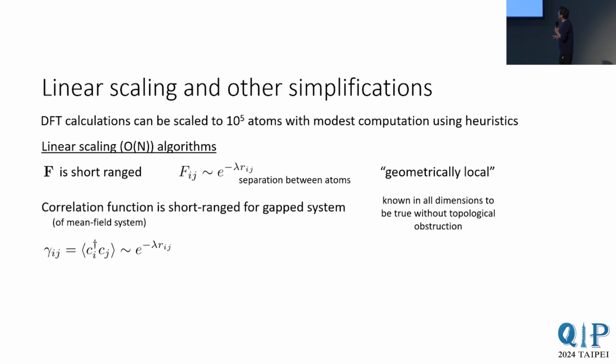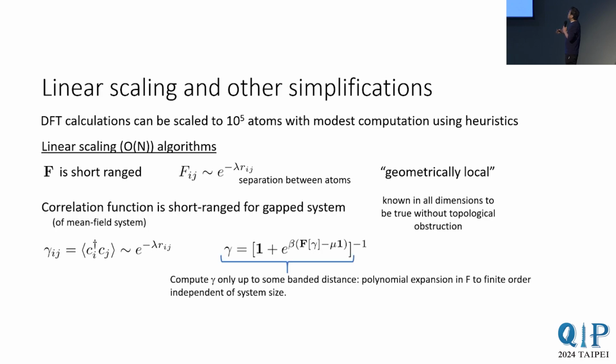And so because these correlation functions are very short, you don't have to compute all the matrix elements. And the correlation functions themselves are essentially just the Fermi-Dirac function that you compute from this matrix here. And if you imagine taking this Fermi-Dirac function and expanding it as some kind of matrix polynomial, the fact that you only want to compute out to some bandwidth of this matrix means that you only need to take the polynomial out to some finite order.